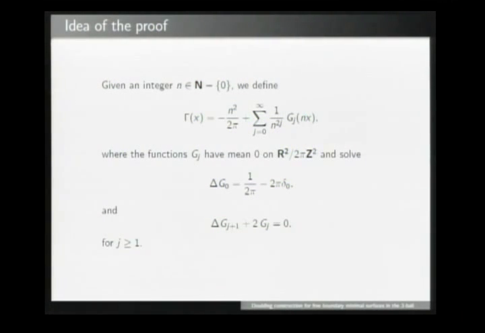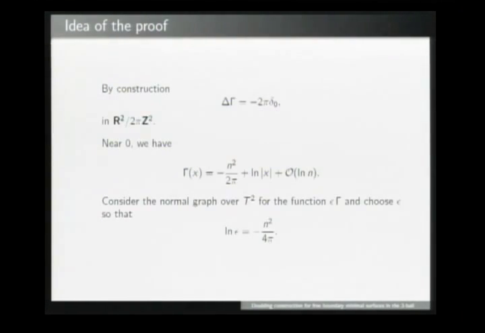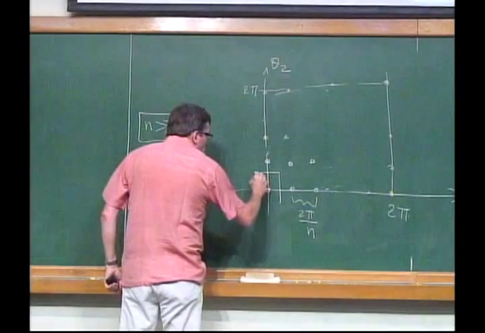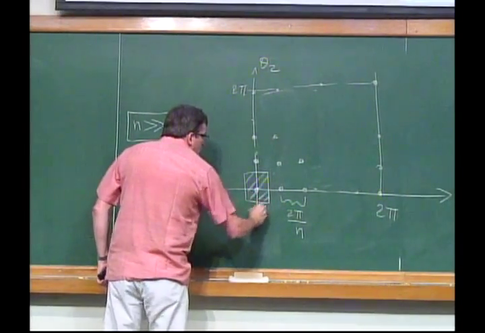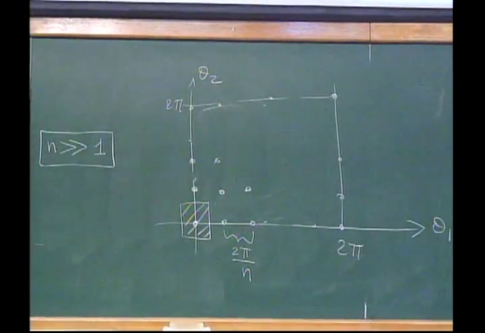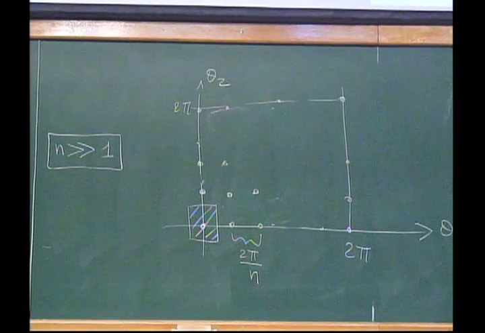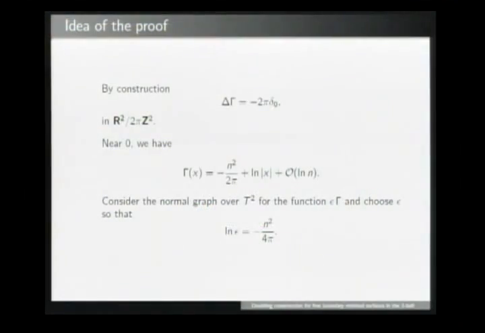So this is the idea. Here there should be over n, I'm sorry. So gamma solves this equation in a small torus, with periodic boundary condition. And what is important for us is that gamma has an expansion of this form.